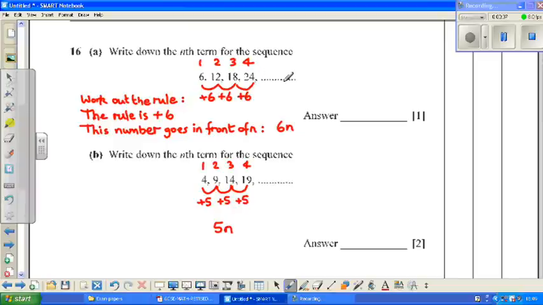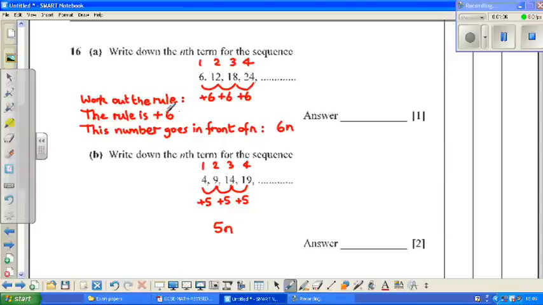We're trying to find out a formula that will tell us what any term in this sequence is, whatever its number is. First thing to do is work out the rule. So look at what's happening when you go from 6 to 12. That's add 6. From 12 to 18 is add 6. From 18 to 24 is add 6. So the rule for this number sequence is add 6, plus 6.